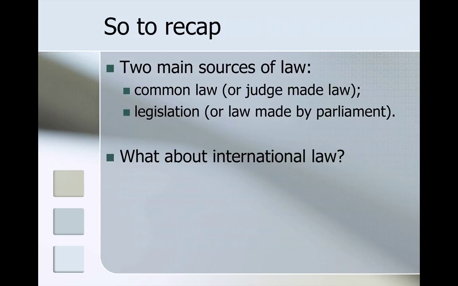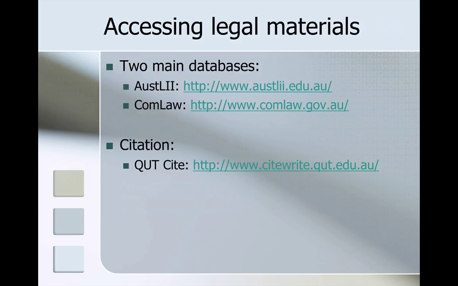Now, a few closing remarks that you might want to think about in relation to this introduction to the Australian legal system. First, if you're curious as to how to access some legal materials, there are two good resources. There is what's described as AustLII, that contains a lot of case law and a lot of legislation, and then there is also ComLaw, which contains Commonwealth legislation. If you're not sure how to cite or refer to any of these legal materials, I'd suggest you have a look at QUT Cite Write.